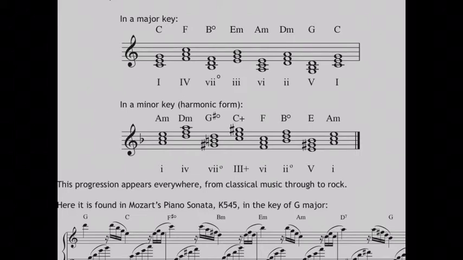It's the kind of progression that happens a lot, like I've said before. Now in a minor key, notice we're moving into A minor here. It's the same thing. We're moving up in fourths or down in fifths, however you want to think of it. But using the harmonic form, we're using G sharps in this case. Anytime there's a G, you use a G sharp instead.